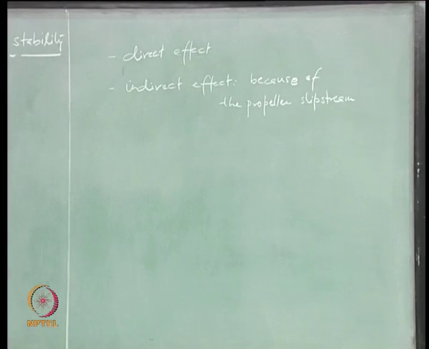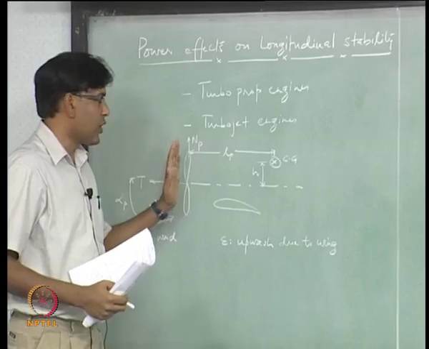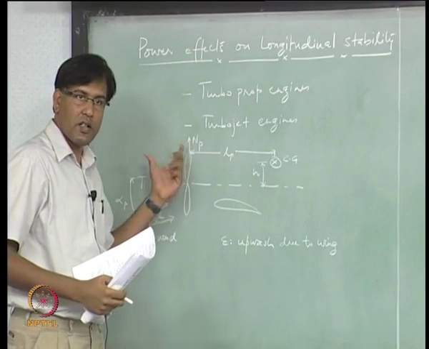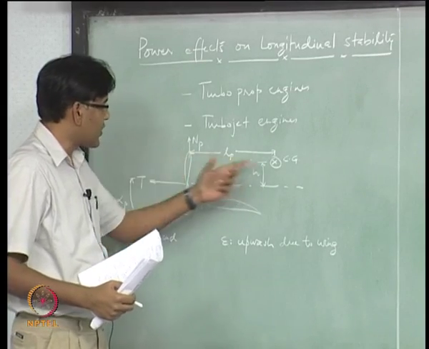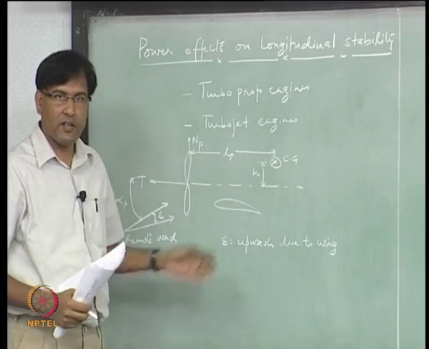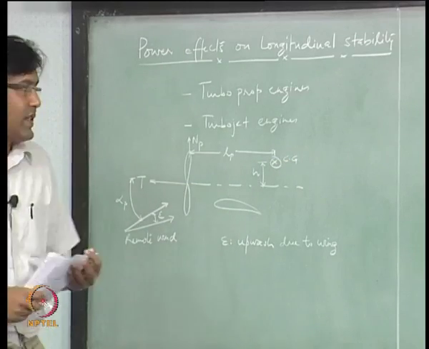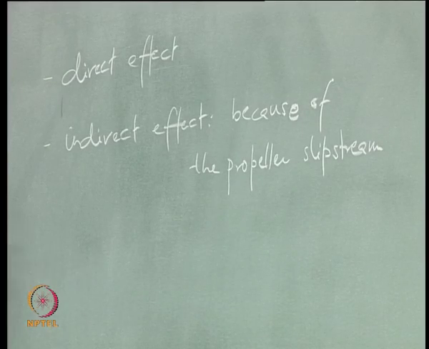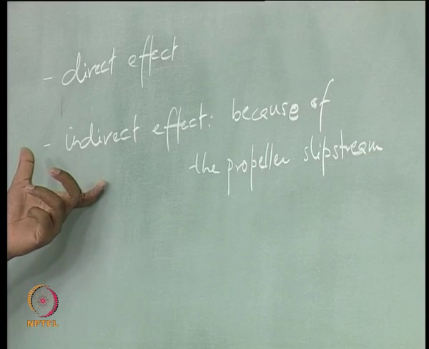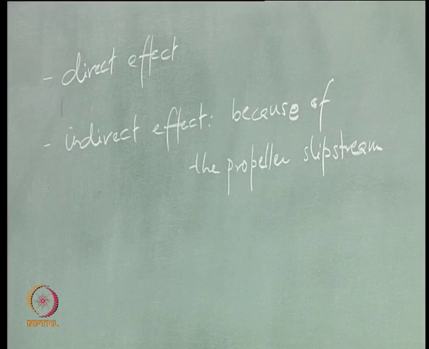right. So flow is leaving this propeller and is going to affect everything behind it, right, and that is going to have an effect which is indirect effect on longitudinal stability. So look at them one by one. So let's talk about the direct effect first today.